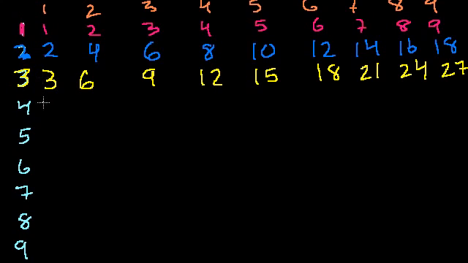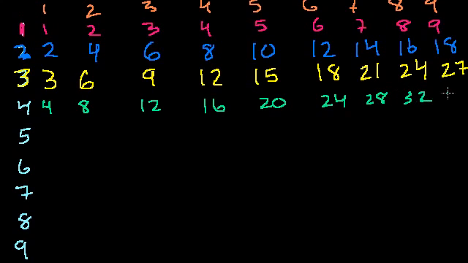So let's see. 4 times 1 is 4. Now I'm just going to go up by increments of 4. So 4 plus 4 is 8. 8 plus 4 is 12. 12 plus 4 is 16. 16 plus 4 is 20. 20 plus 4 is 24, right? 4 times 6 is 24. 4 times 7, 28. I'm just going up by 4. 32 and 36. All right.